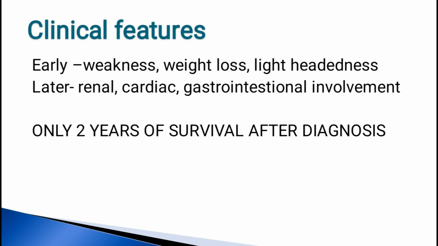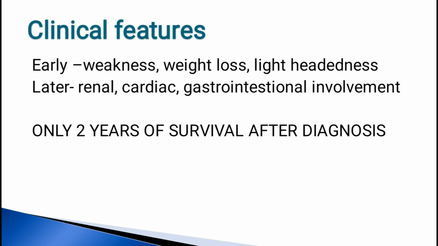Next, let's see about the clinical features of amyloidosis. The symptoms depend on the magnitude of deposit and site or organ affected. At first, the symptoms are weakness, weight loss, and lightheadedness. Later, the symptoms are renal, cardiac, and gastrointestinal involvement. In renal involvement, it may cause proteinuria, renal failure, and so uremia. During cardiac involvement, it includes congestive heart failure, conduction disturbances, arrhythmia, pericarditis, and so on.